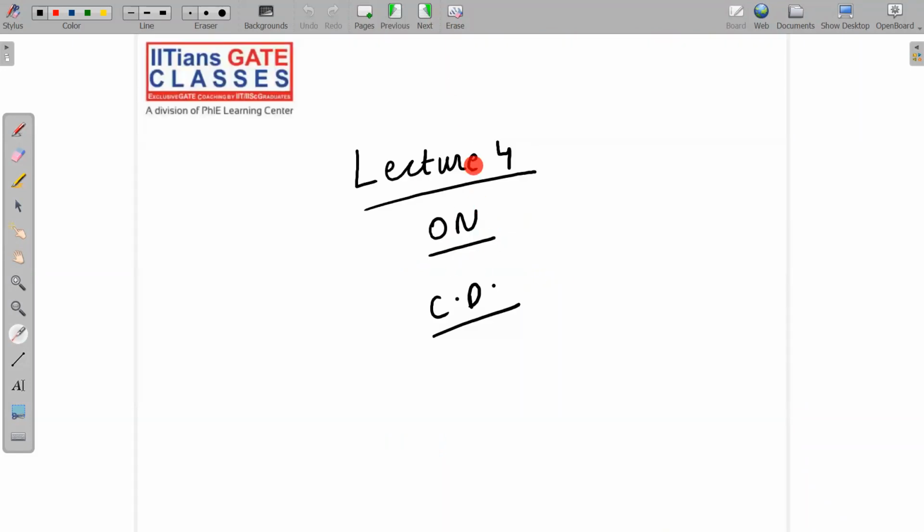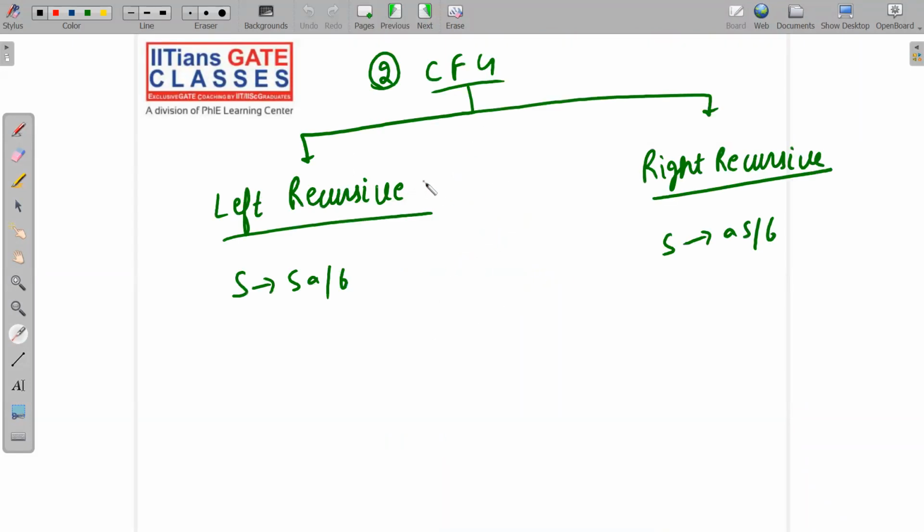This is lecture 4 on compiler design, and in this lecture we are going to start types of grammars. We have already studied types of grammar as ambiguous and unambiguous in the previous class. You can watch my previous lecture, and I have told you no parser can parse ambiguous grammar because the parser is not able to decide which parse tree is correct and which parse tree is wrong.